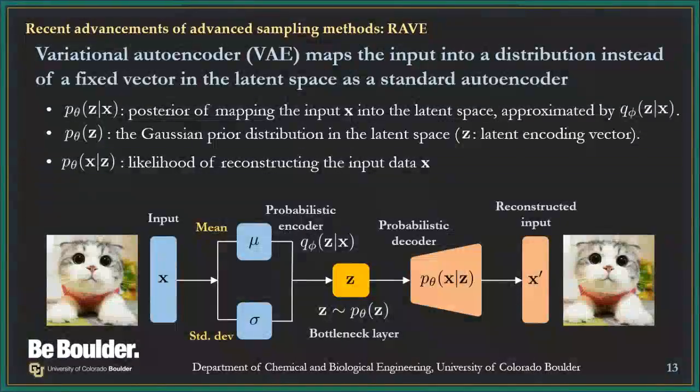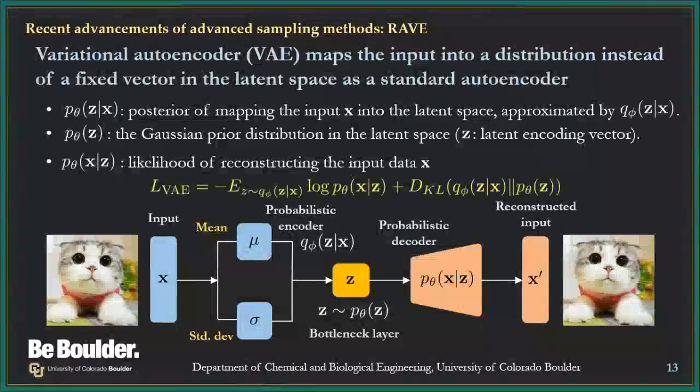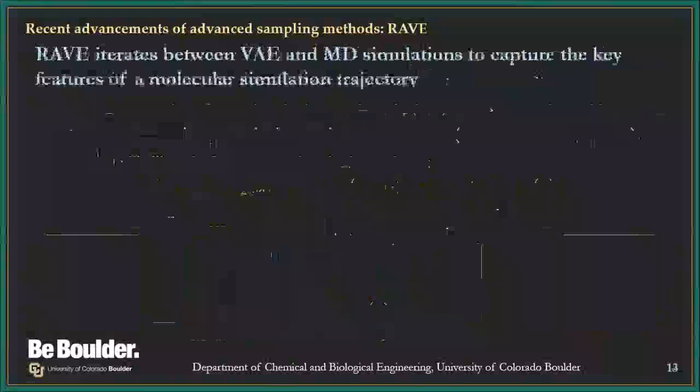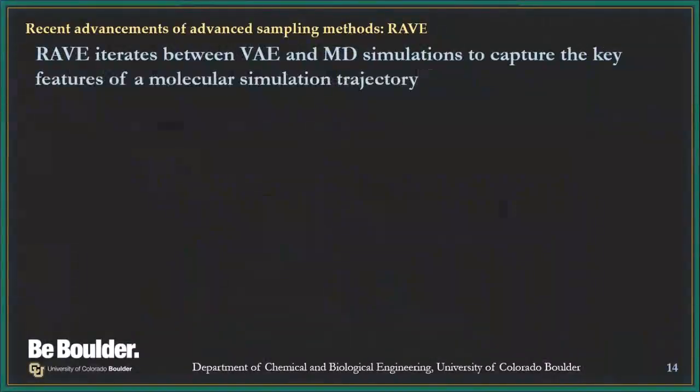Similarly, the variational autoencoder is trained on its loss function, which is the equation you can see in the slide here. The first term of the loss function is the reconstruction loss, while the second term is the KL divergence, which measures the distance between the approximation function and the Gaussian prior distribution in the latent space. After the VAE is trained, it is able to reconstruct the input data. Understanding the architecture of the variational autoencoder, now we can turn our focus back to the RAVE algorithm.